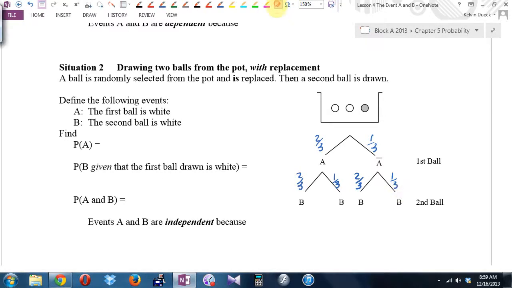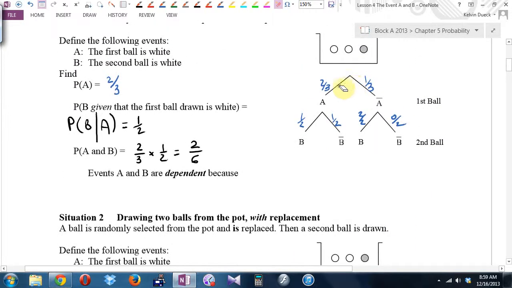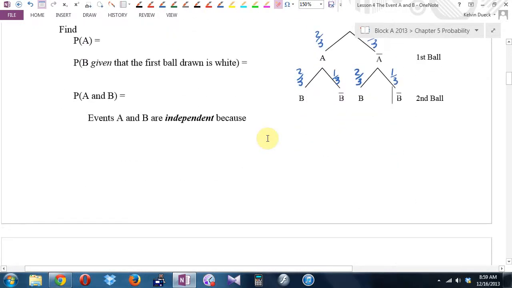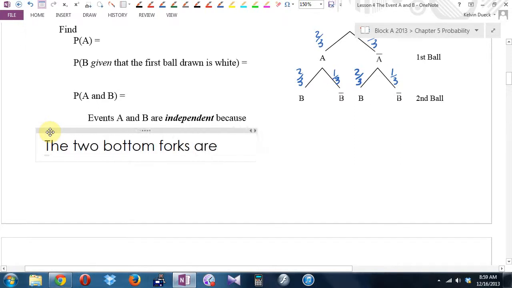Do you notice, though, that this branch is identical to this branch? That if it happened or didn't happen, didn't affect the odds later on. Compared to Christina here, whether it happened or not, that changed the odds of your second event happening. See it? Okay. Events A and B are independent because the easy way is the two bottom forks are identical. That's how I can tell from a tree.